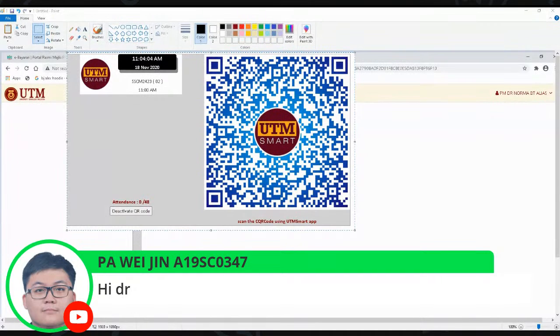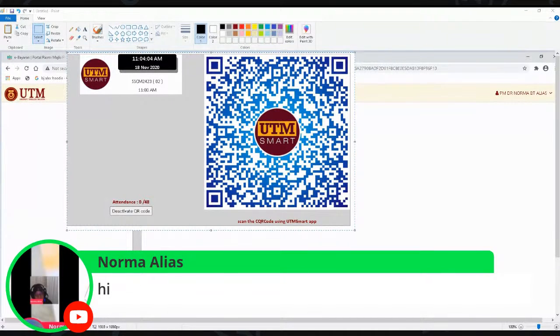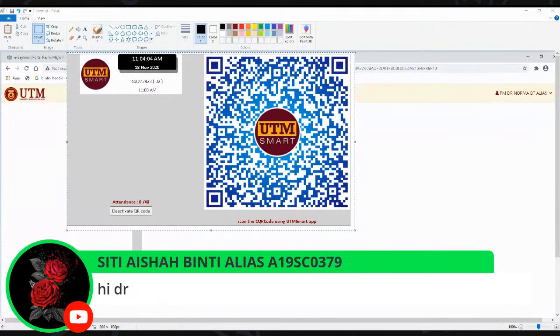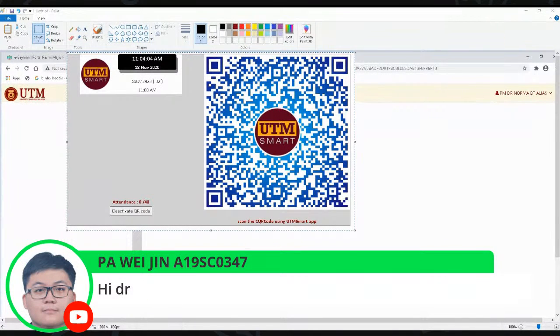Please scan your QR code for today's attendance. We are going to do a revision today for test one. For test one, we have already given the information on your Telegram. Please go to your Telegram, where you can get more information about the papers, past question papers, and so on.